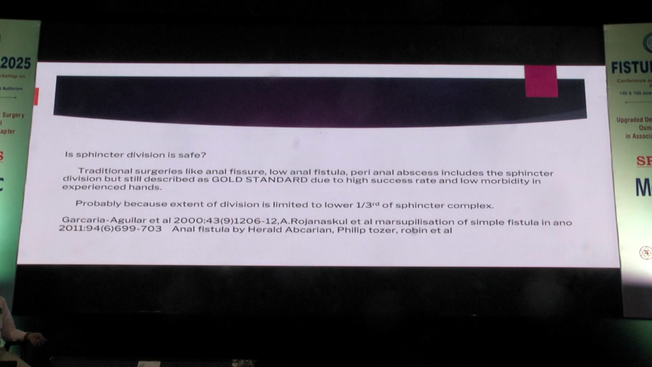Is sphincter division safe? Traditional surgeries for anal fissure, low anal fistula and perianal abscess include sphincter division, but are still described as the gold standard due to high success rate and low morbidity in experienced hands. Probably because the extent of division is limited to the lower one-third of the sphincter complex.